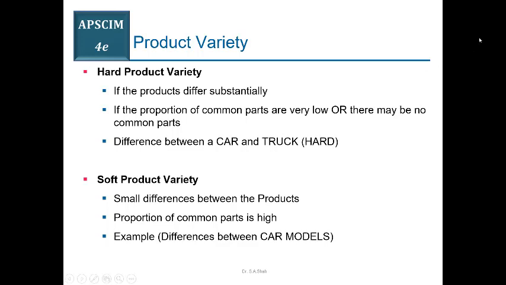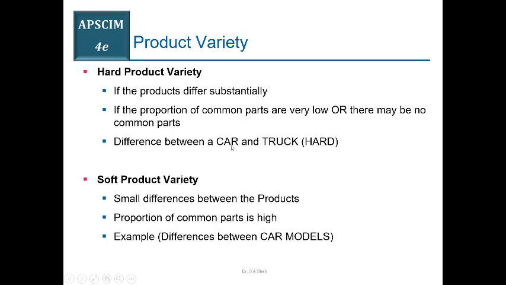So if the proportion of common parts are very low, एक दो ऐसे डिज़ाइन भी हो सकते हैं जिसमें कोई common parts ही ना हो. So there may be no common parts, or if there are, so they will be at the very lower level. Again, this is an example of the Groover book. A difference between a car and a truck. It is hard product variation.